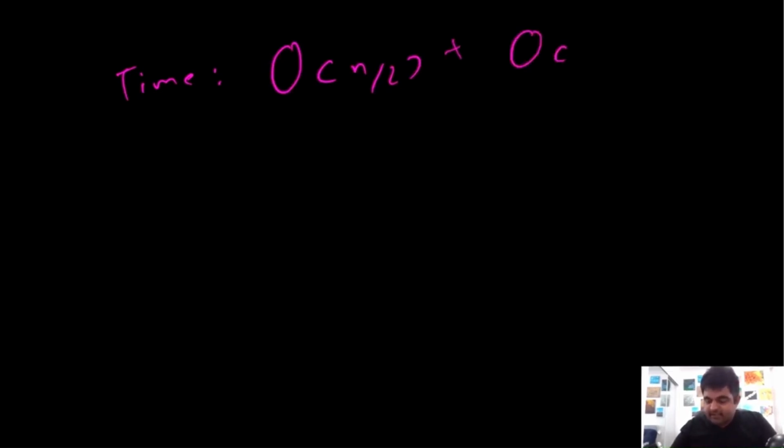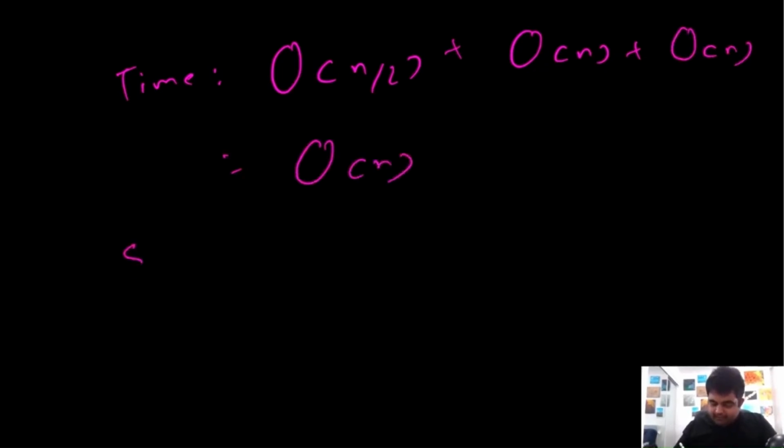So for the time complexity, we are actually doing 3 different things. First thing we are doing is splitting the linked list in 2 parts, so that takes big O of n by 2 time. Plus, second thing we are doing is reversing the linked list, which takes big O of n time, and third thing we are doing is merging 2 linked lists, which takes big O of n time. So in general we can say that we are doing big O of n work.